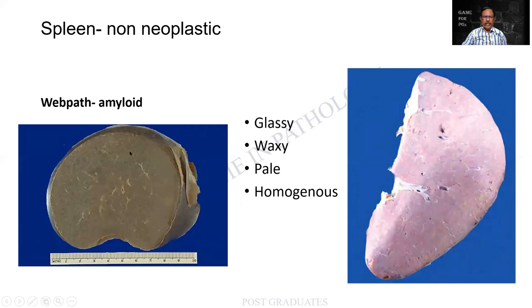I am not able to see a string sign, which is classical of CVC of the spleen. And it is somewhat paler in color, and it could be due to amyloidosis. It could be better brought out in the mounted specimens, where it is pale, pinkish white in color. How should we describe this? Glassy, waxy, pale, homogeneous. These are all the characters of amyloid.